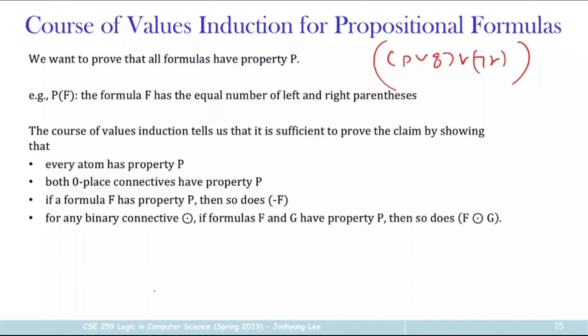P of F. Now this induction is not about the numbers, it's about the structure of the formula. P of F means that the formula F has an equal number of left and right parentheses. How can you prove it? Again, enumeration does not help, right? Because how many formulas are there in the world? Infinitely many. You can create many, many different formulas, and you cannot check for each case that they have the same number of left and right parentheses. So that's not possible.